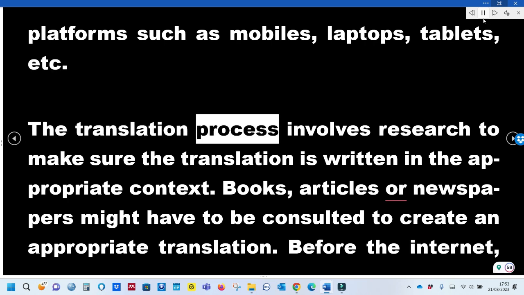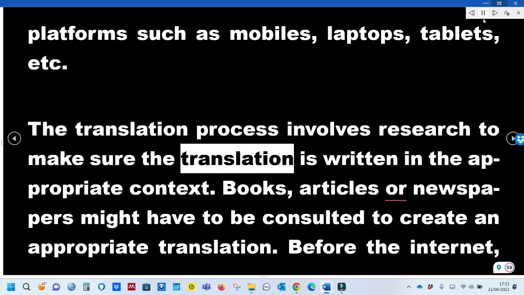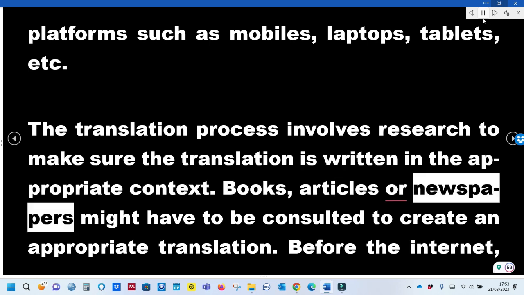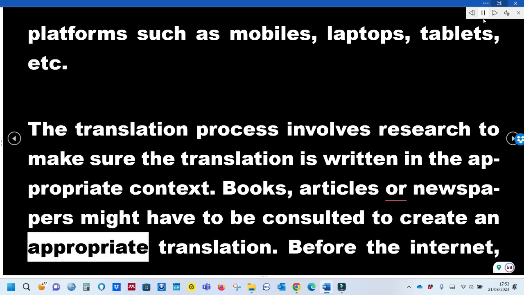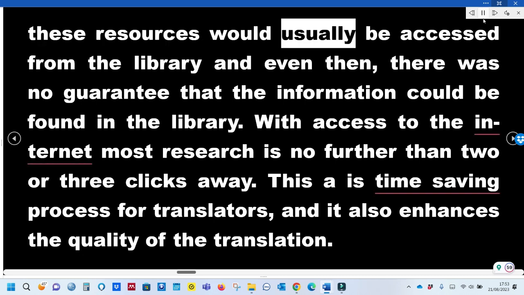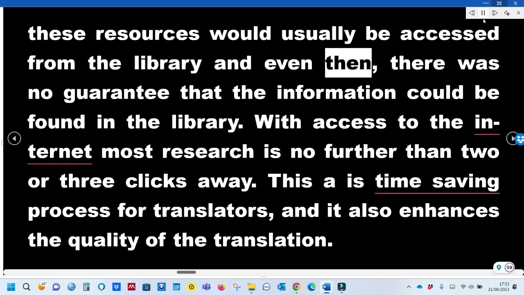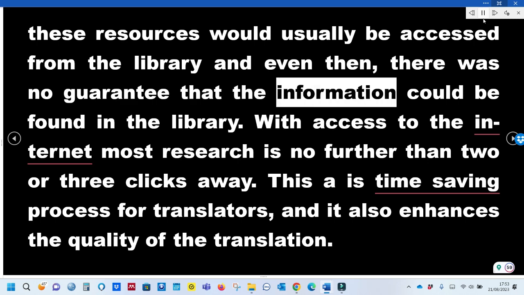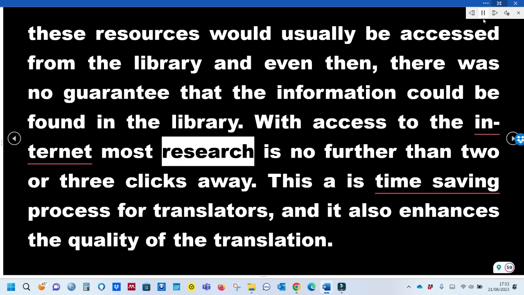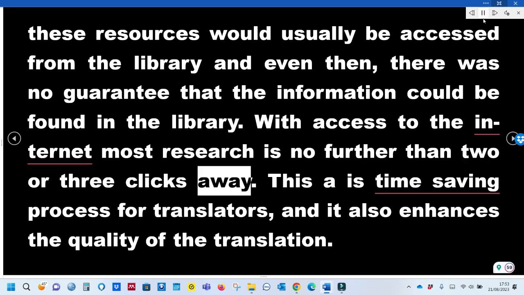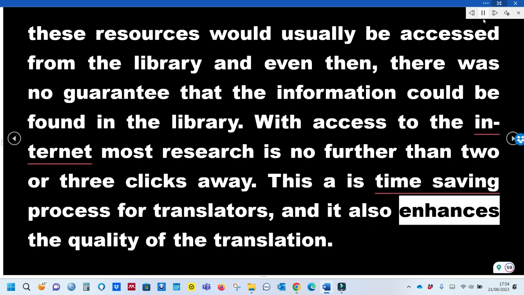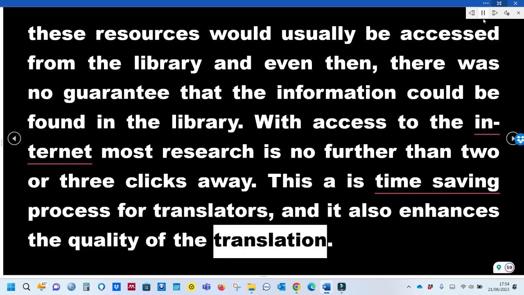The translation process involves research to make sure the translation is written in the appropriate context. Books, articles, or newspapers might have to be consulted to create an appropriate translation. Before the internet, these resources would usually be accessed from the library, and even then, there was no guarantee that the information could be found in the library. With access to the internet, most research is no further than 2 or 3 clicks away. This is a time-saving process for translators, and it also enhances the quality of the translation.